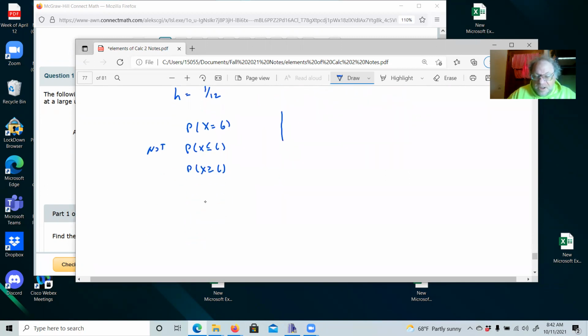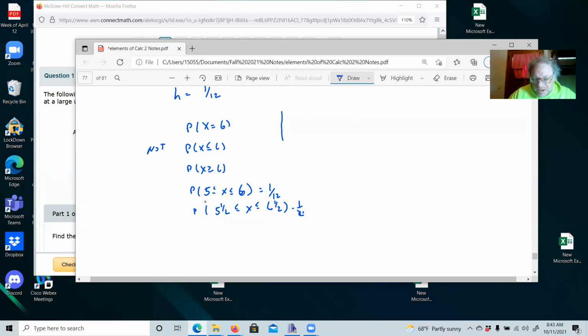I have a lot of students say, well, it's 1/12. Like, I didn't ask you for the probability that x was between 5 and 6. That would be 1/12, because the length is 1 and the height is 1/12. So it's 1 times 1/12. Nor did I ask you for between 5.5 and 6.5. This would also be 1/12.